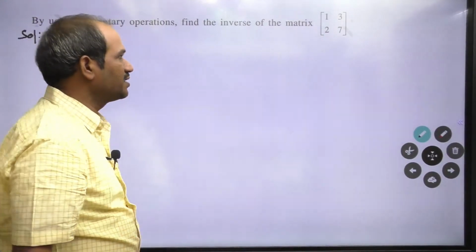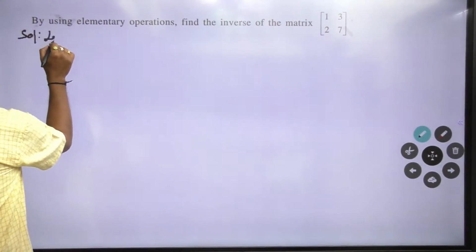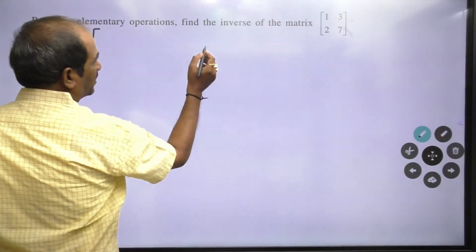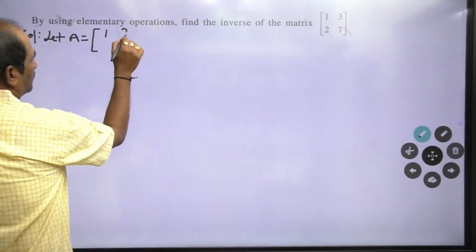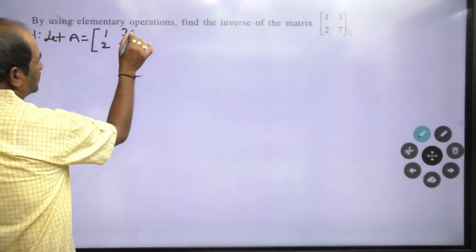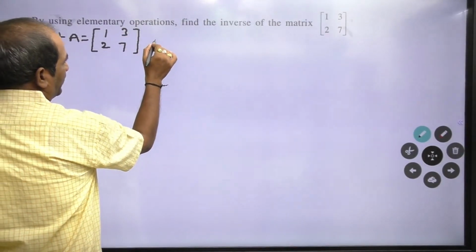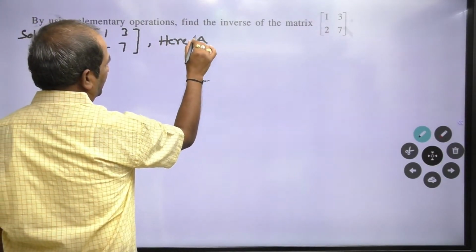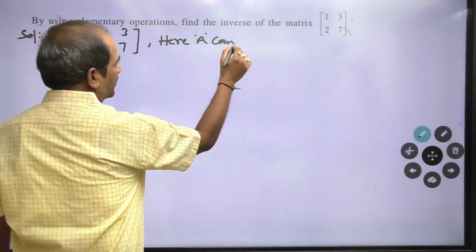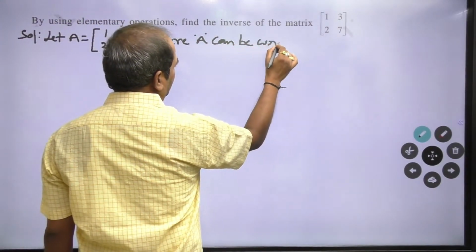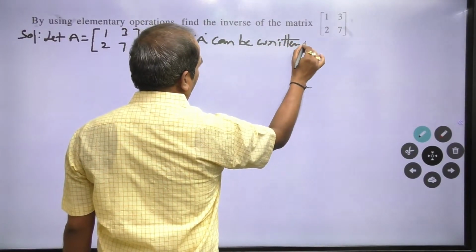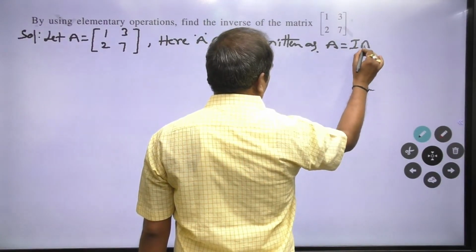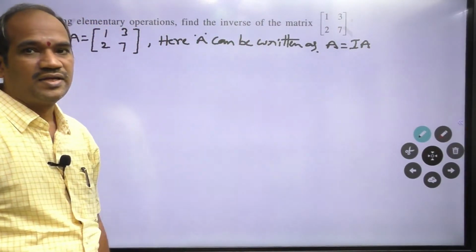Let A be equal to the given matrix, which is 1 3, 2 7. So A can be written as A is equal to I into A, first step.